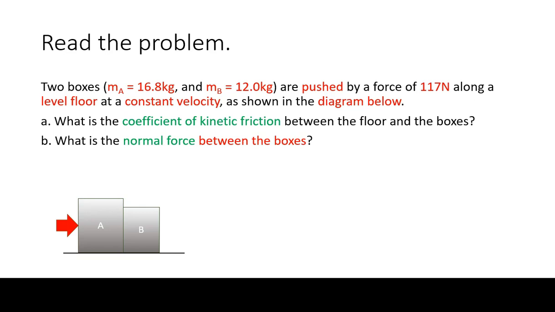Read the problem, keeping in mind that we need to read it for clues on forces, kinematics, and masses. Note that we also have to solve for the normal force between the boxes.